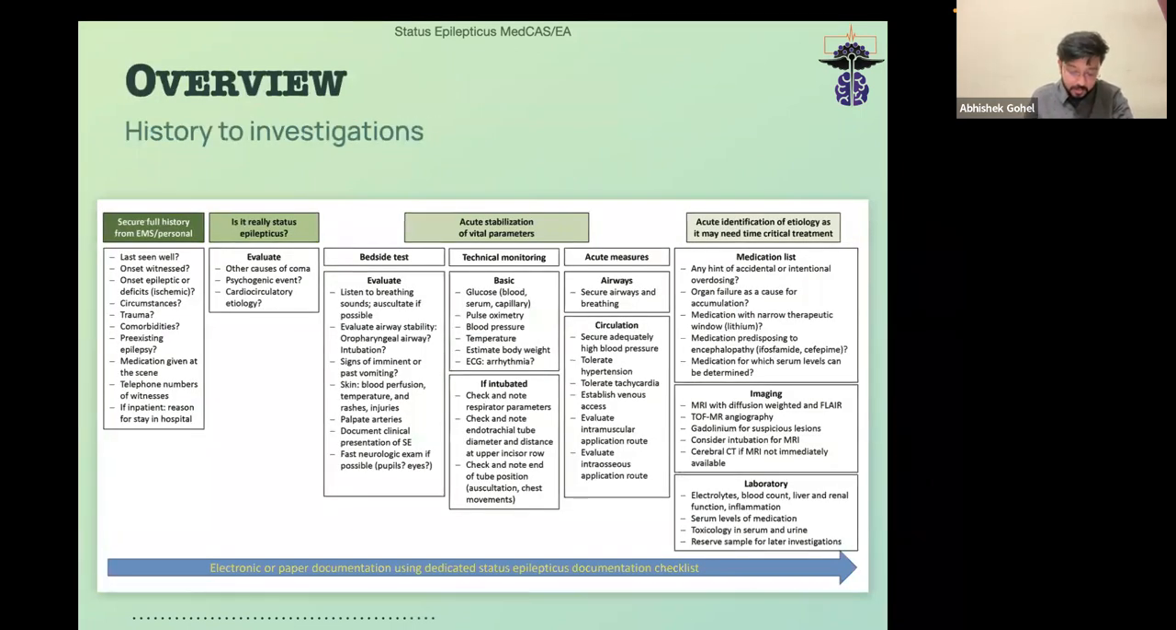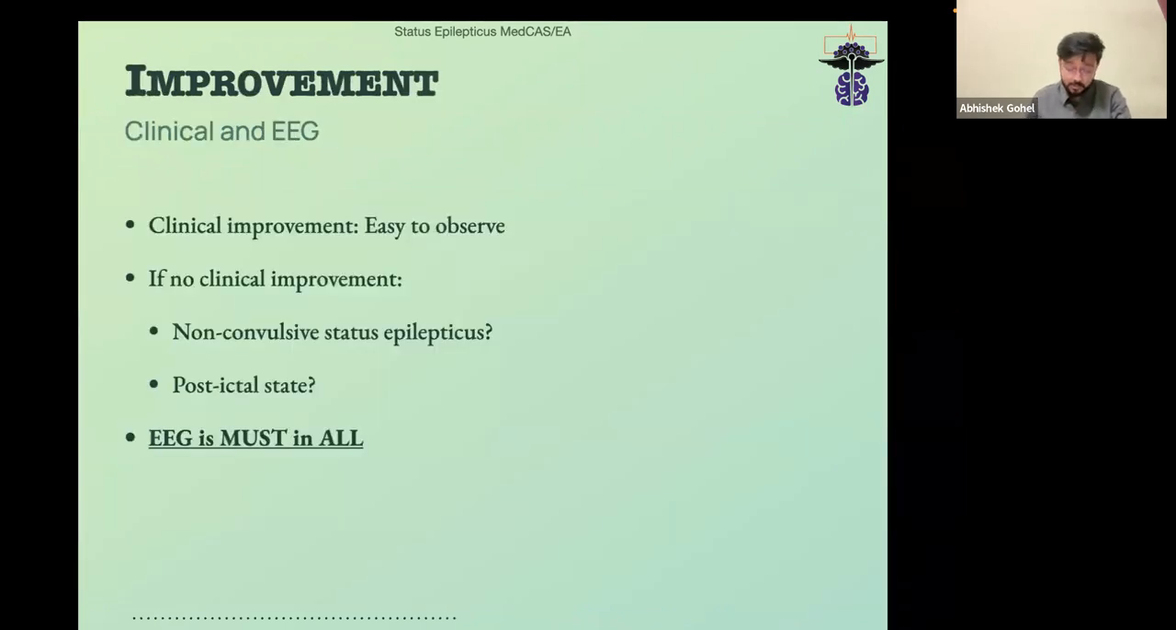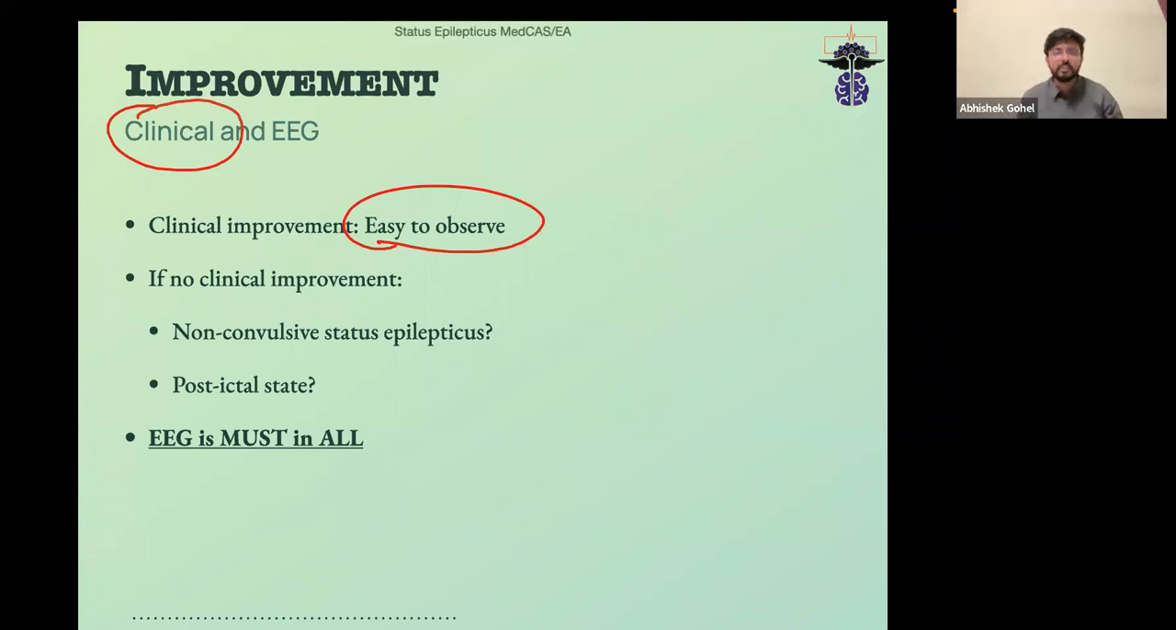So we have covered the historical aspect of it, the examination aspect of it. Next, we go on to the treatment aspect. Sorry, the diagnostic aspect. The most powerful tool in your armamentarium is your clinical examination. Nothing beats clinical examination. It is very easy to observe. So clinical improvement is what you are looking for in all the patients of status epilepticus. And that is a fact of life for all of us in the emergency department.